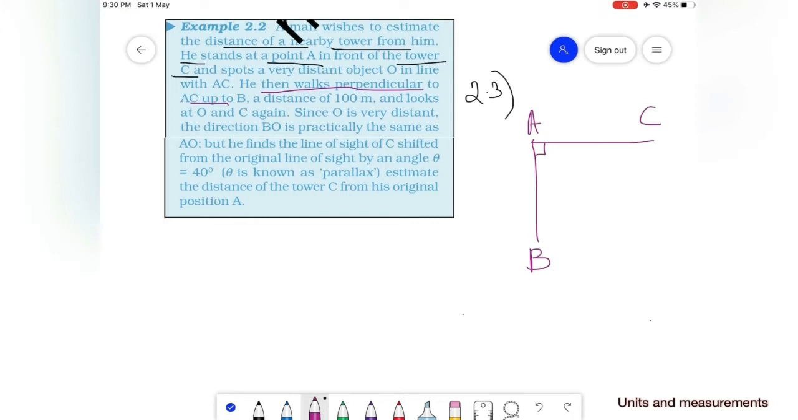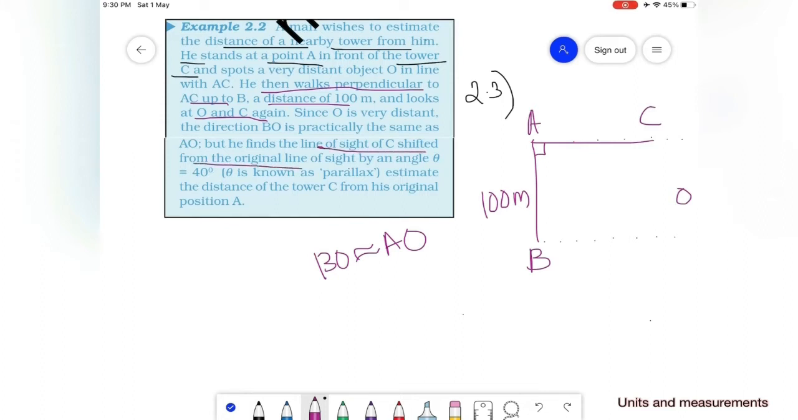It's a distance of 100 meters. From this point B, he looks at O and C again. We know there's a distant object O there. O is a distant object. So when you observe it from A or B, because O is a very distant object, we feel that AO is approximately equal to BO. The distances AO and BO are approximately the same.